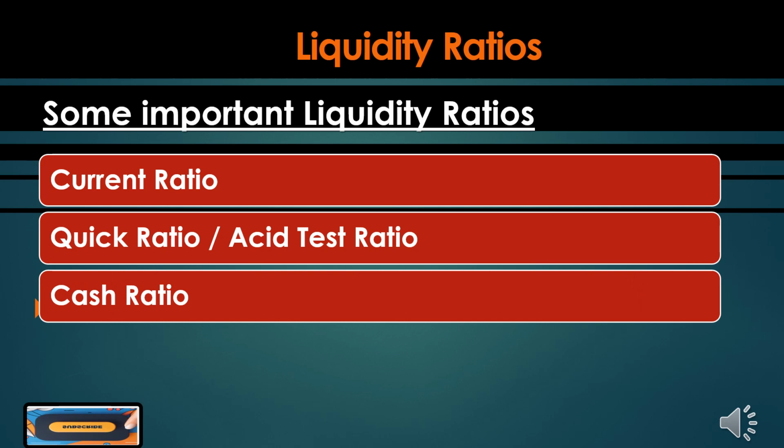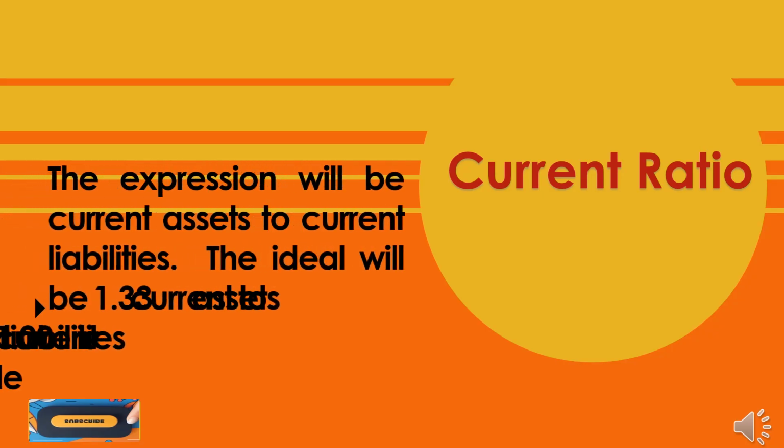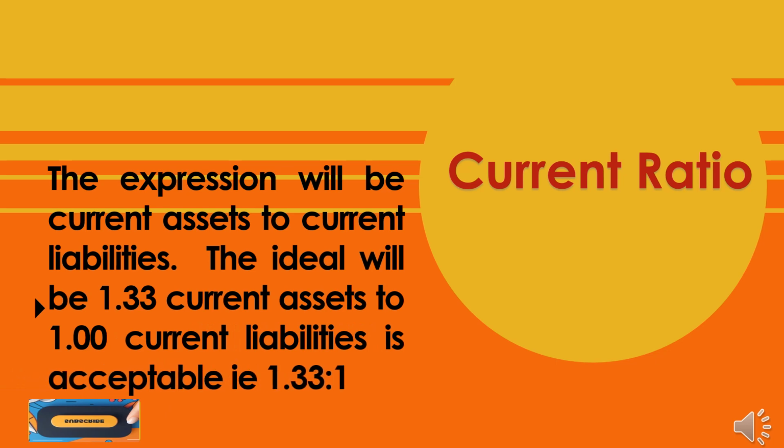There are so many ratios, out of which liquidity ratio, leverage ratio, activity ratio and profitability ratio are some of the ratios to analyze the balance sheet and other financials. Now first we will see and discuss liquidity ratio. Some of the important liquidity ratios are current ratio, quick ratio or acid test ratio, and cash ratio. Now we will go one by one.